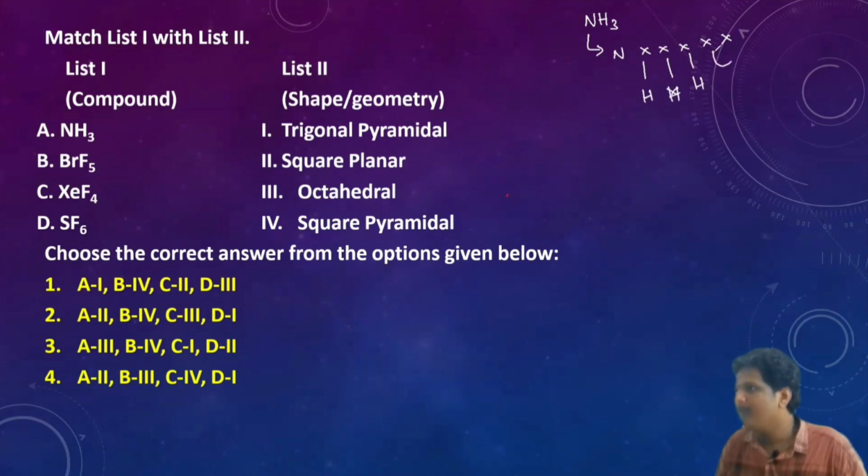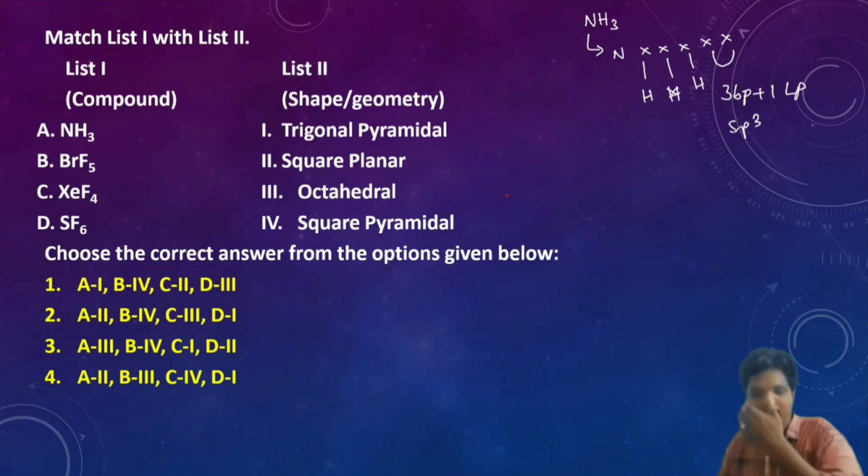So one will be lone pair. So it means 3 bond pairs plus 1 lone pair. So here we have sp3 hybridization. Because of this lone pair, it will exist as trigonal pyramidal. So this NH3 will exist as trigonal pyramidal.